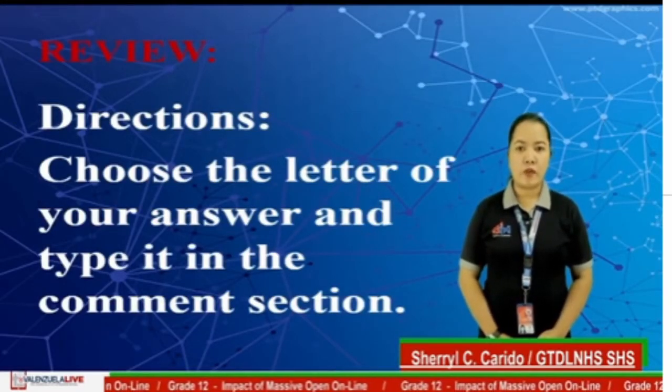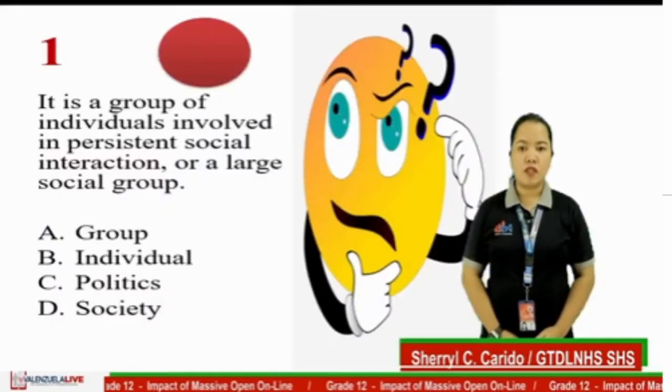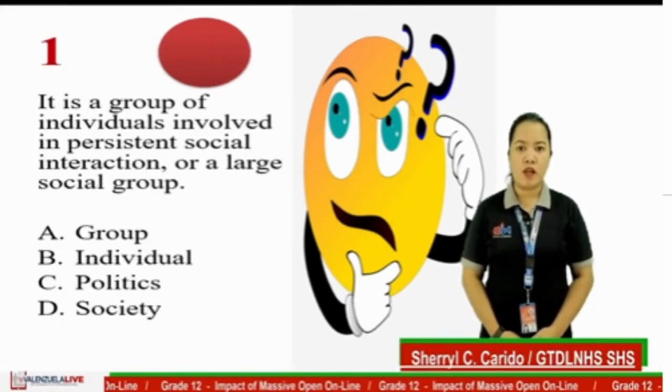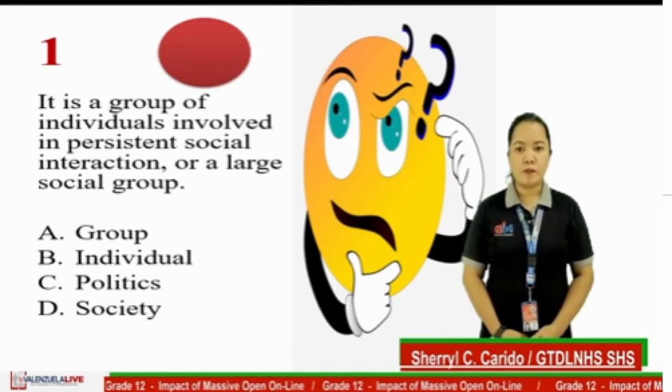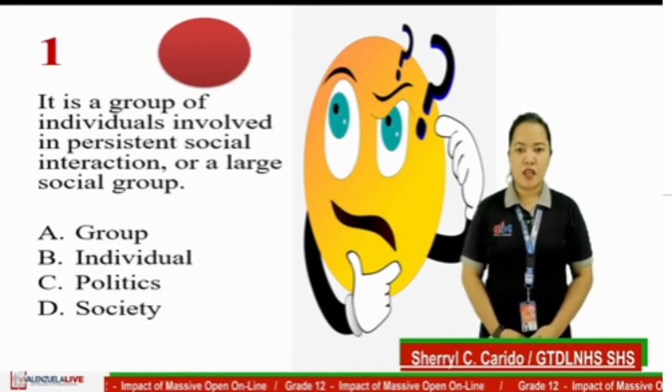Before we start with our lesson, let's have a quick review of what we had last time. Choose the letter of your answer and type in the comment section. I will give you 5 seconds to answer the question. Are you ready? So let's start. Number 1. It is a group of individuals involved in persistent social interaction or a large social group. A. Group. B. Individual. C. Politics. D. Society. Your 5 seconds starts now.